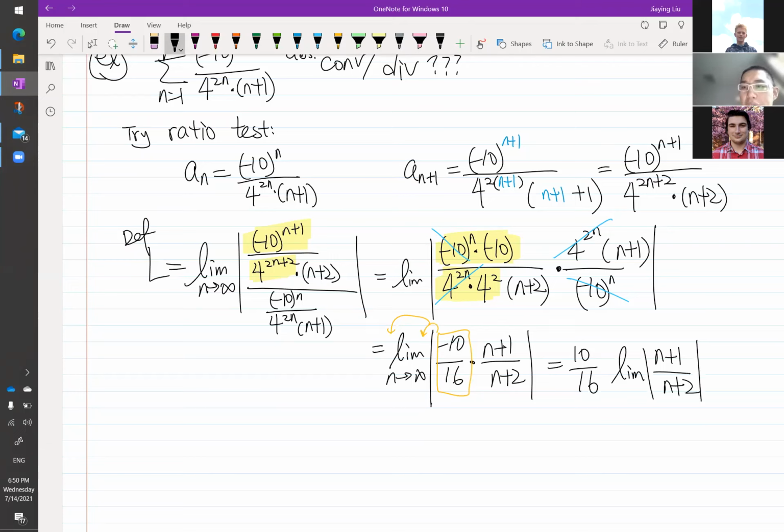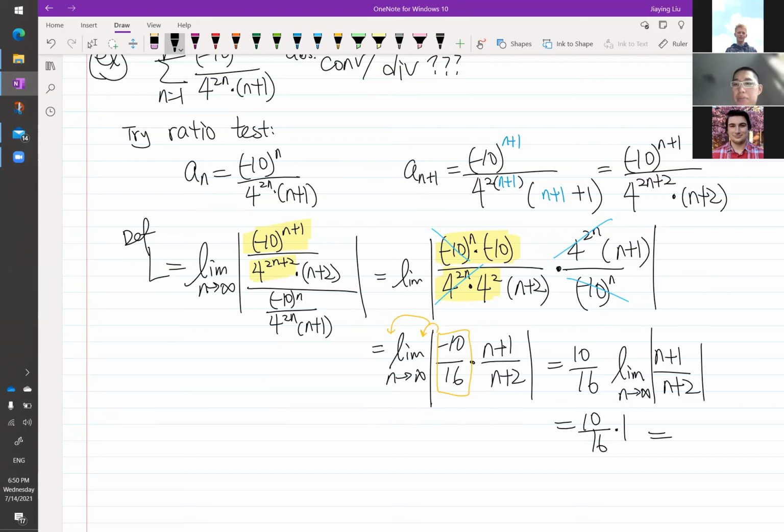And you have an absolute value sign here, but it doesn't matter because the numerator and denominator are positive. So I can just drop it, but you can keep it there, it doesn't make a difference. So that will be 10 over 16. And I'm pretty sure at this point you know what the limit is for the fraction. It's just 1, right? Because if you take the limit of n plus 1 over n plus 2, it's just 1.